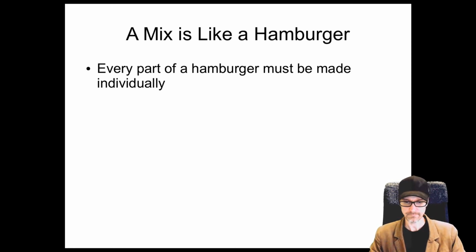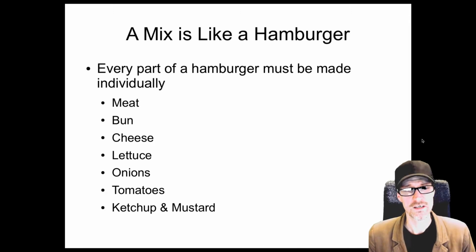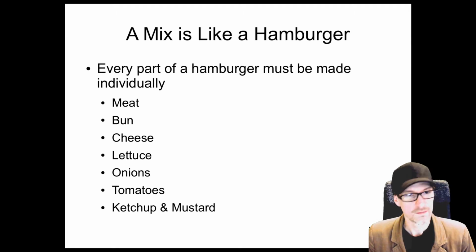So here, you got the meat, the bun, the cheese, lettuce, onions, tomatoes, ketchup, mustard, all these parts. Each one of these has to be made individually.